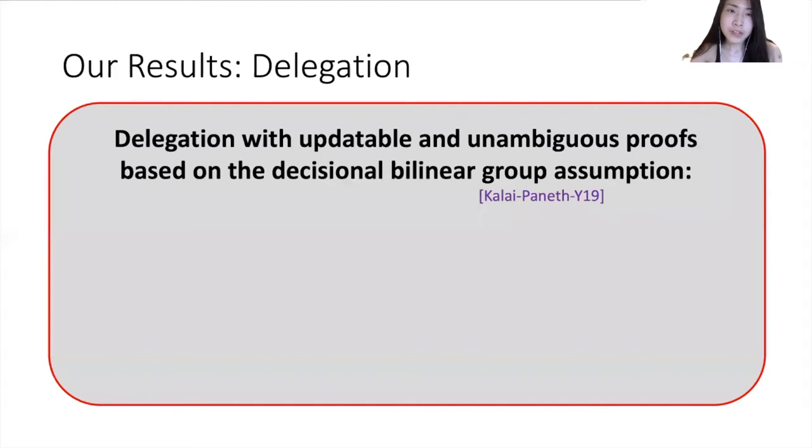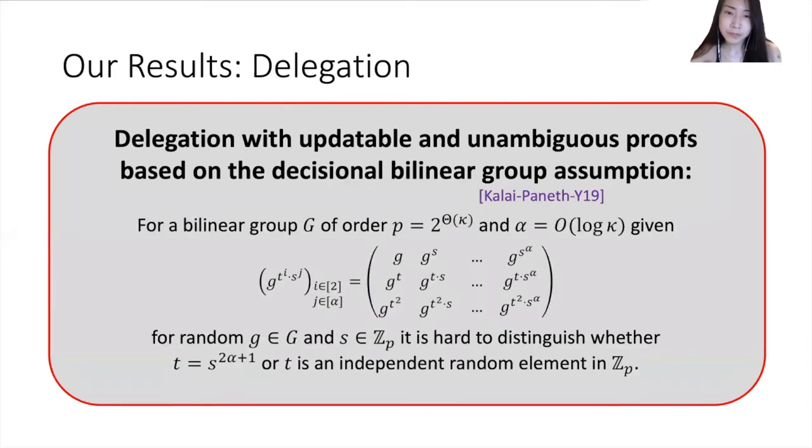So our result is a delegation scheme that's publicly verifiable and has both updatable and unambiguous proofs, and is based on the following decisional bilinear group assumption. In the assumption, the adversary is given this 3 by alpha matrix of bilinear group elements, where alpha is logarithmic in the security parameter. And while this assumption is new, it's similar in spirit to the wide range of bilinear group assumptions made previously, and also holds in the generic group model.